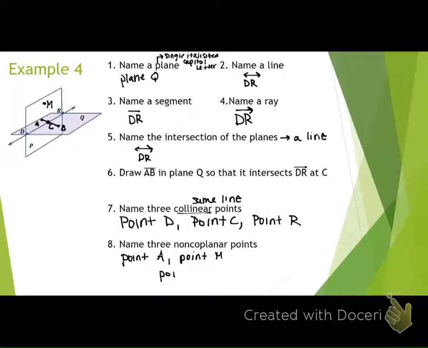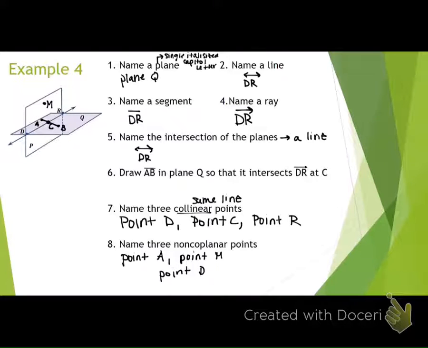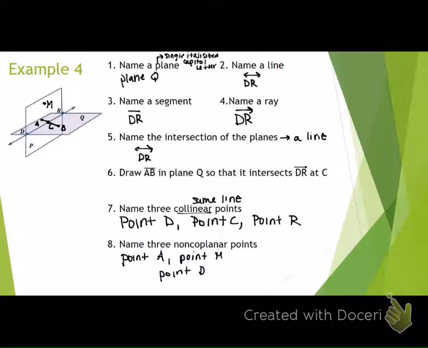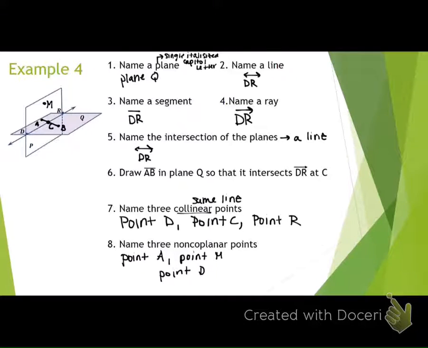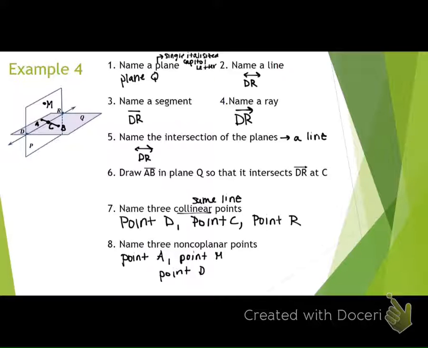So what this is basically saying, just so you guys realize if you're looking at this box again, if this was plane Q on top and this was plane P, we have a point here, and then points A and D are along this one, and point M is down here.